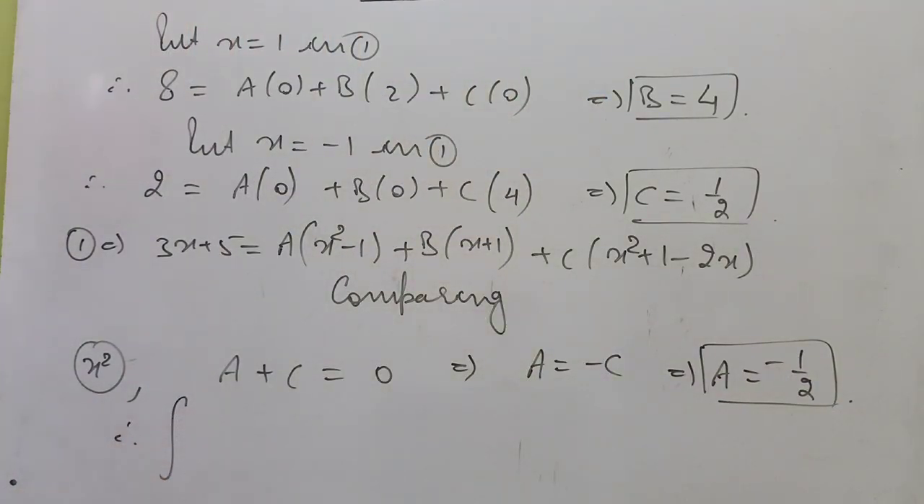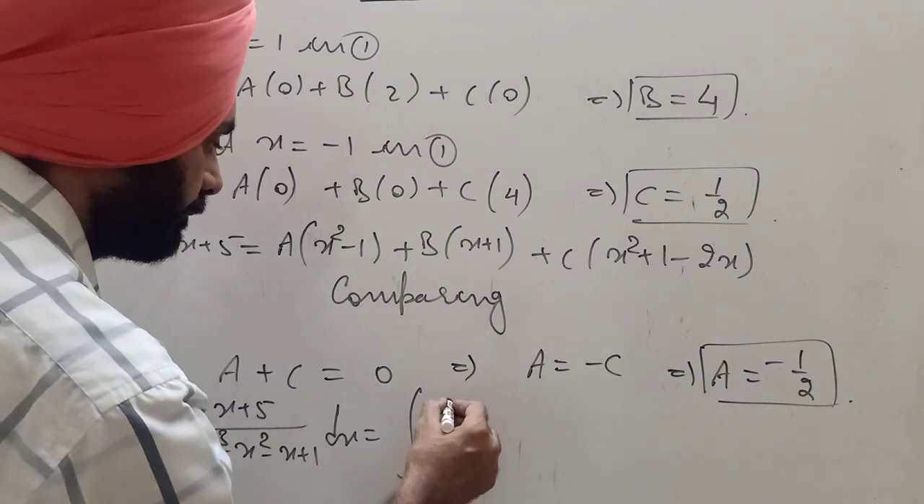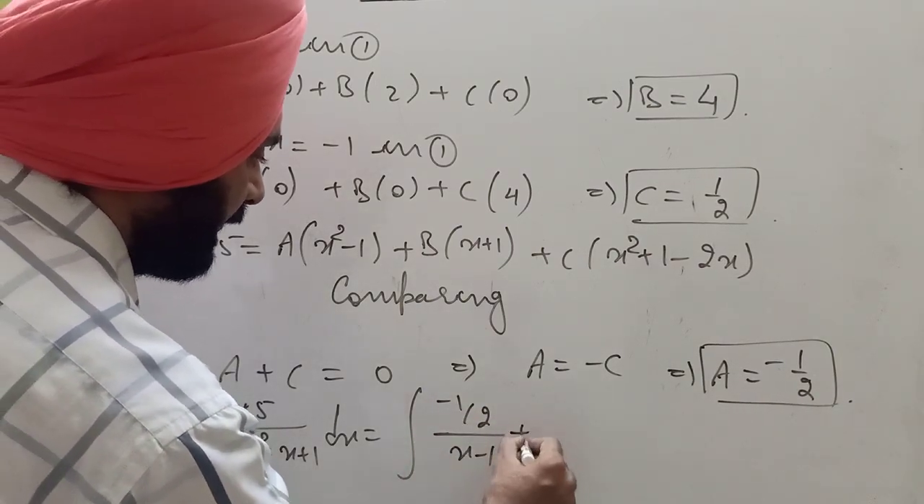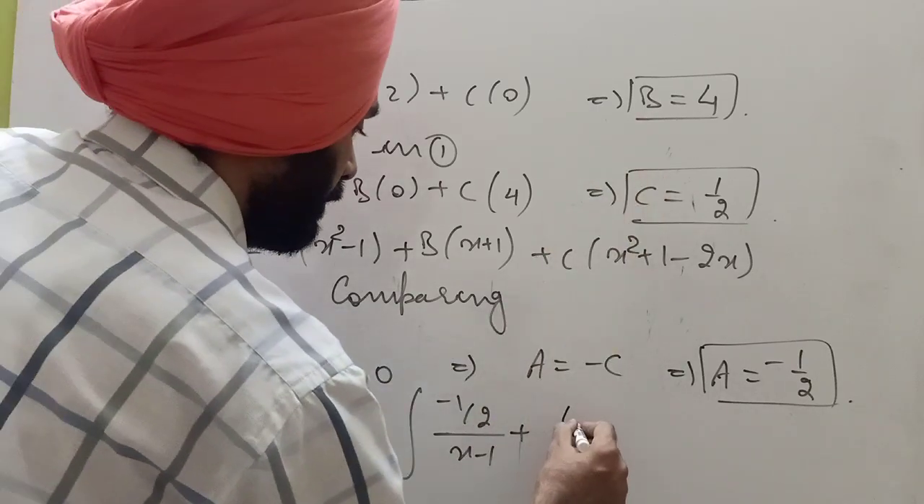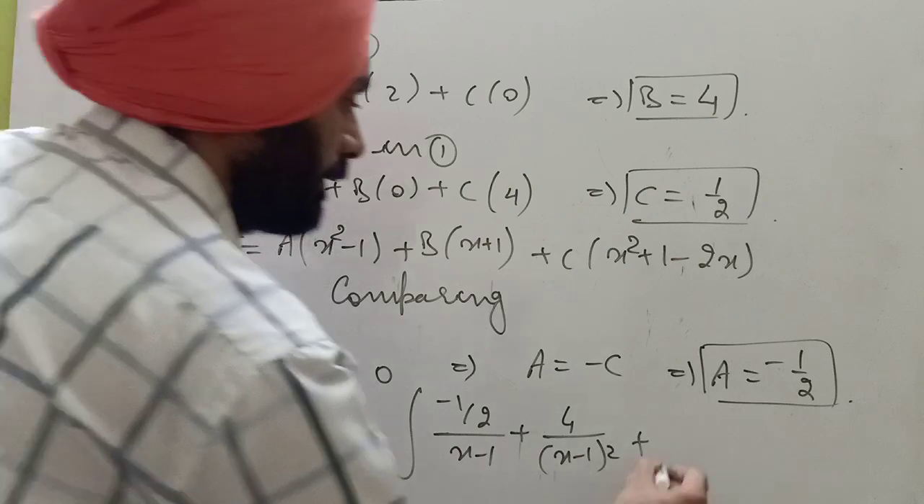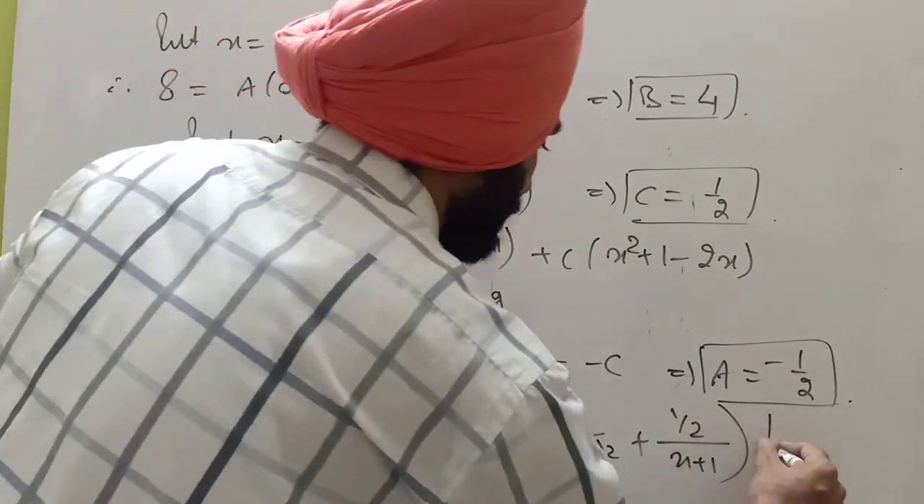Therefore the integral becomes, our question was 3x plus 5 divided by x cube minus x square minus x plus 1 dx, is equal to: first factor was a over x minus 1, a is minus 1 by 2. Second factor was b over x minus 1 whole square. Third factor was c, 1 by 2 over x plus 1. So this is the partial fraction.